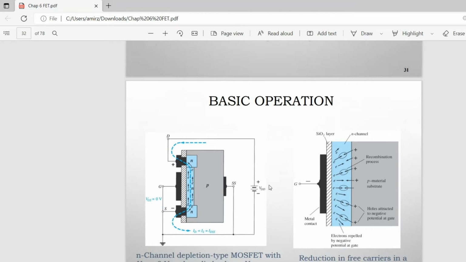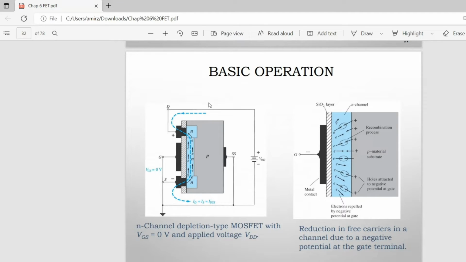Then we go for the basic operation. As we can see here, they have two figures. The first one describes the N-channel depletion type MOSFET with VGS equal to 0 volt and applied voltage VDD. The next one shows a reduction in free carriers in the channel due to a negative potential at the gate terminal.